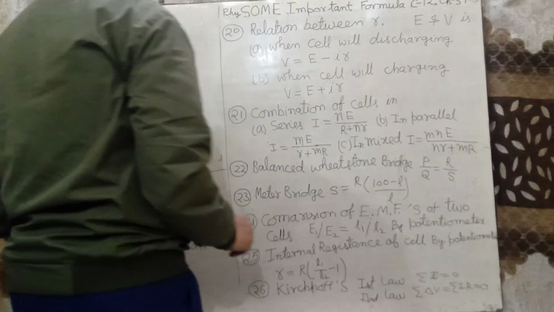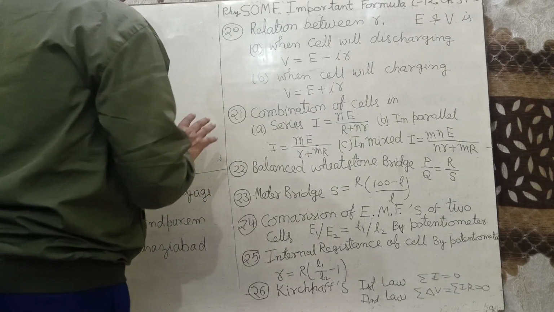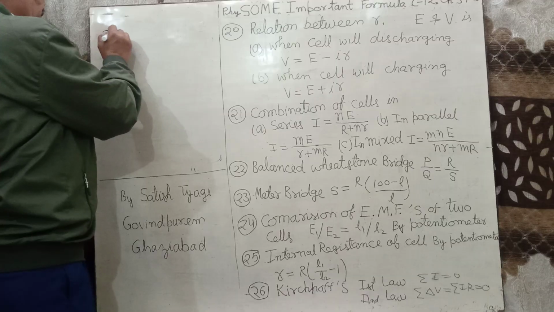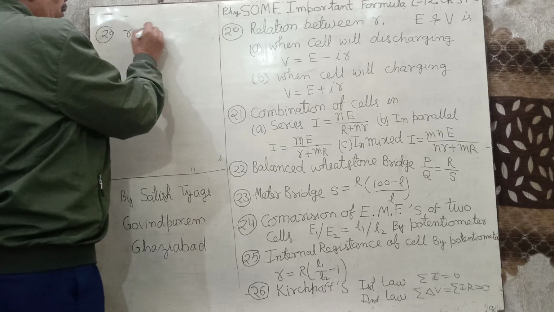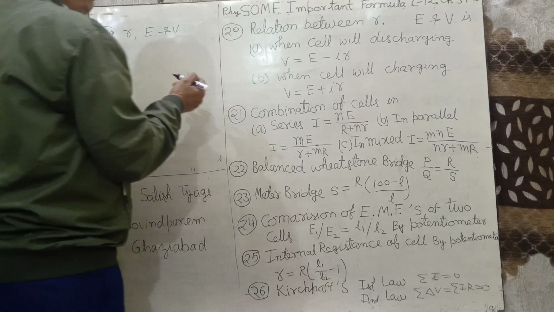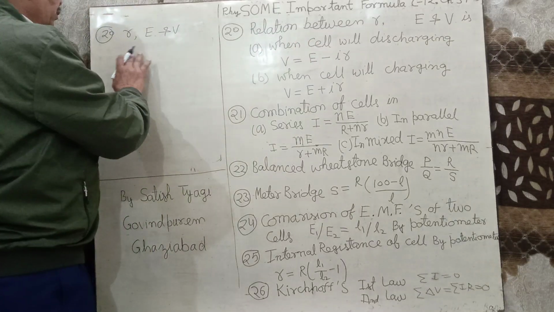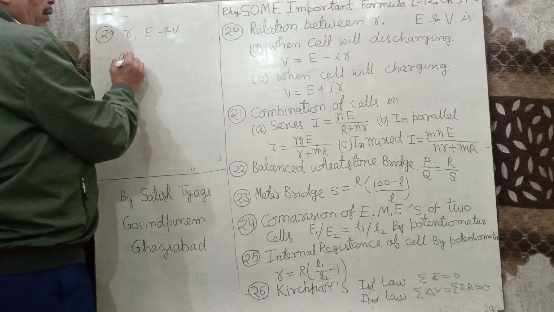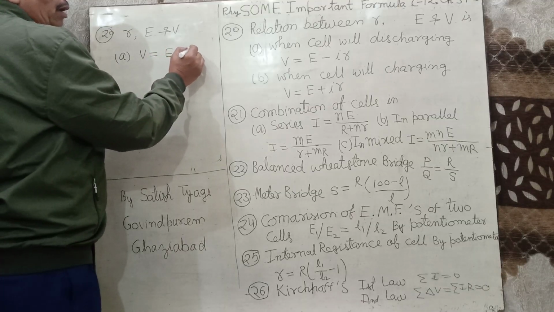I have told you 19 formulas in the previous 40 videos. Now I am telling you formula number 20: the relation between small r, capital E and V. When a cell is discharged, suppose any cell is discharged, then V equals E minus I into r.